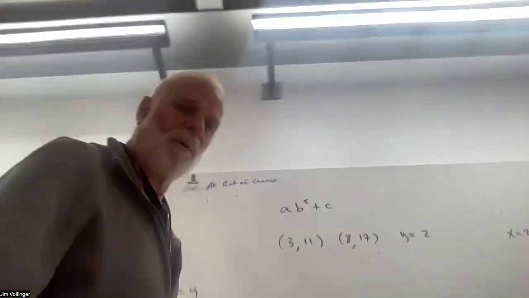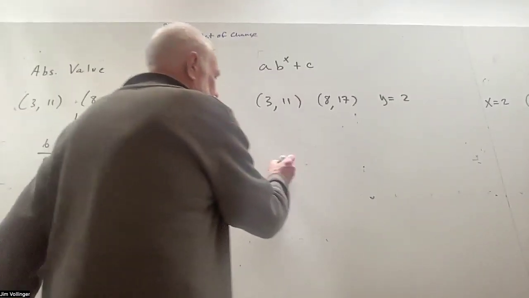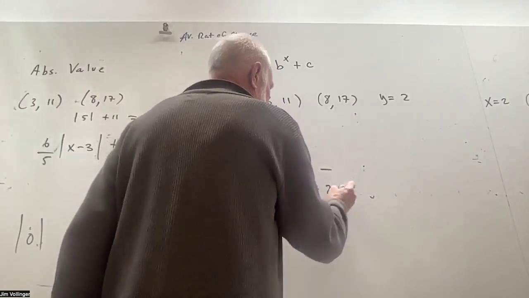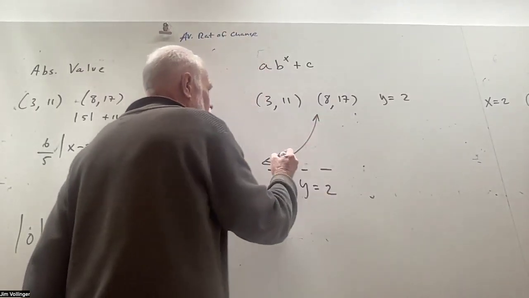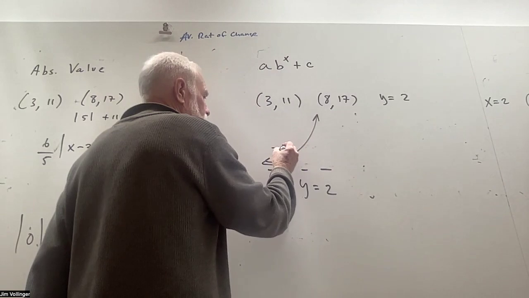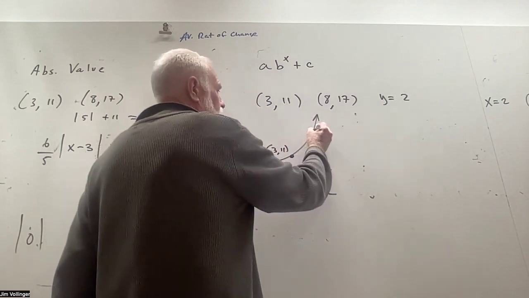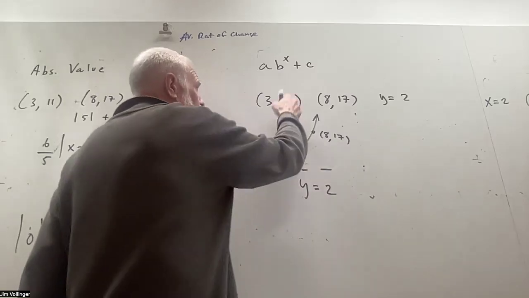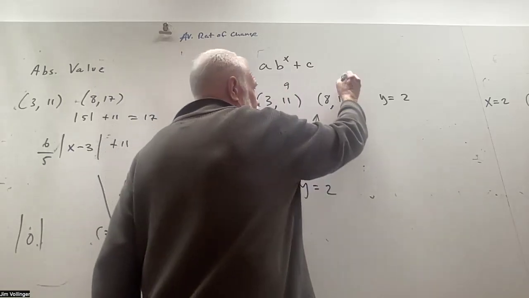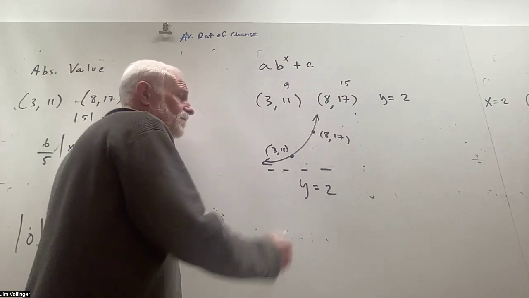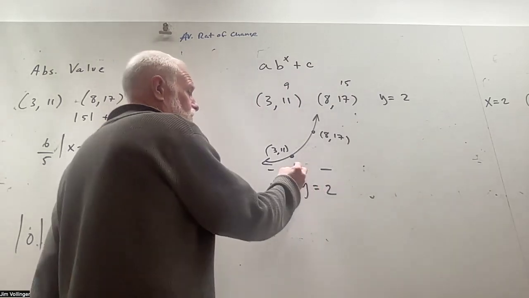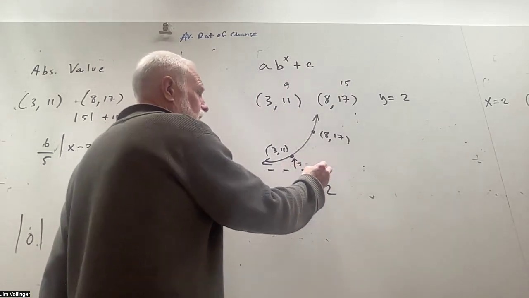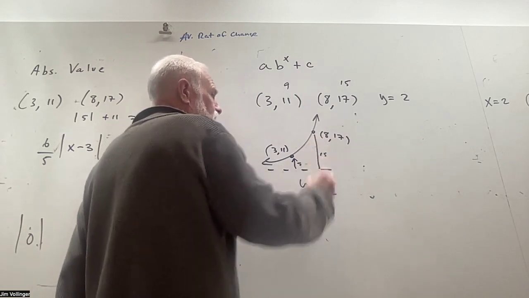Let's do an exponential function with an asymptote of y equals 2. It's going to look like this. And I'm going to go through 3, 11, and I'm going to go through 8, 17. But I've got news for you. That 11 is going to act like a 9, and that 17 is going to act like a 15 because I'm not measuring from 0. 2 to 11 is up 9, and 2 to 17 is up 15.